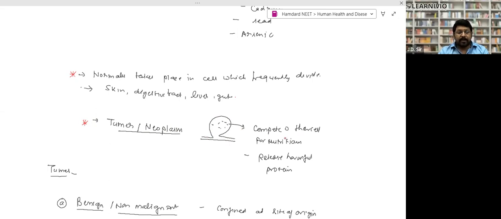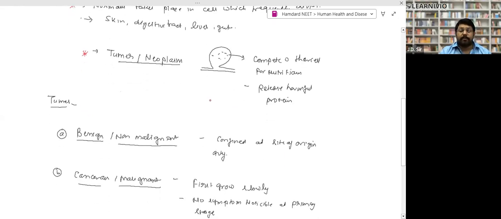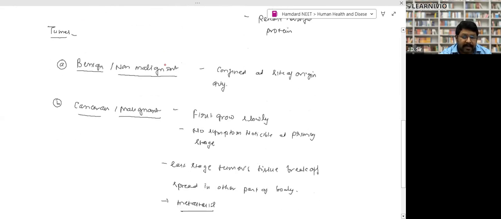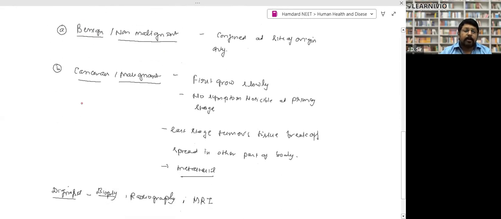It competes with the other cells for nutrition and releases a harmful protein, that tumor, right? So a tumor is also known as a neoplasm, meaning newly formed material. A tumor may be of two types, benign and malignant. Malignant is more dangerous. A benign tumor means it is confined to a particular site.